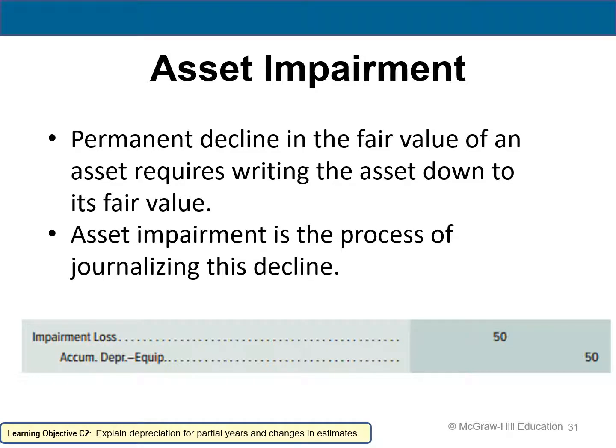All right, so asset impairment. Permanent declines in fair value of an asset require that we write them down to their fair value. The way that we do that is we record the additional accumulated depreciation so that our net book value is reflected as the fair value of the asset. And then our offsetting debit is to an account we call impairment loss.